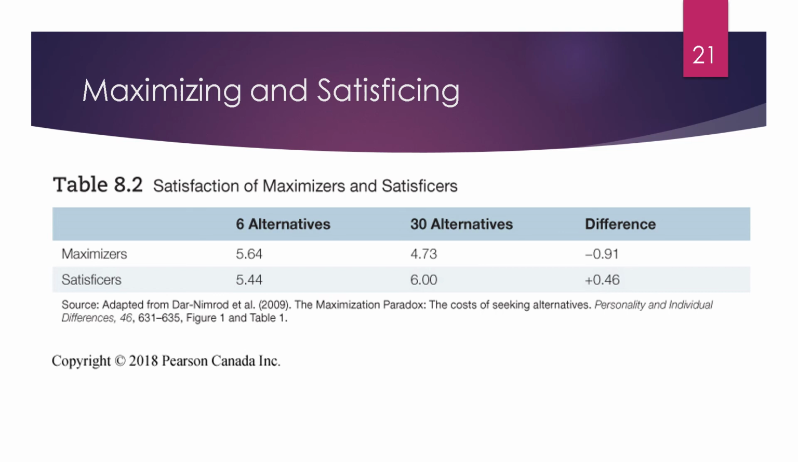Whereas the satisficers, because they don't invest as much time in their decision, were just pleased to have more choices. So in their mind, they were more satisfied when they had a choice out of 30 than when they had a choice out of 6. You can see the differences here. The maximizers were less satisfied by a difference of 0.91 when they had more alternatives, whereas the satisficers were more satisfied by a difference of 0.46 when they had more choices to choose from.